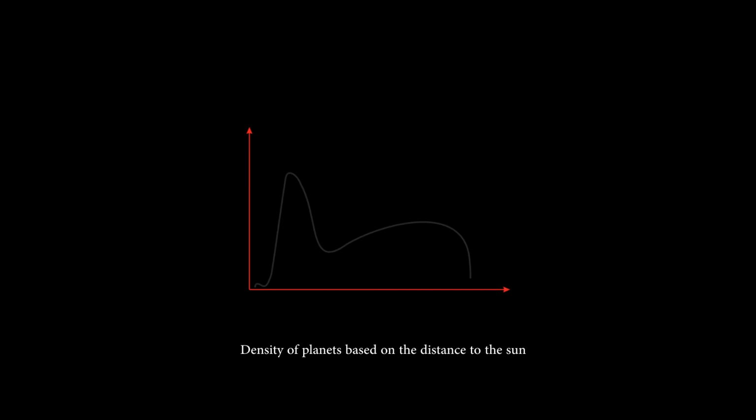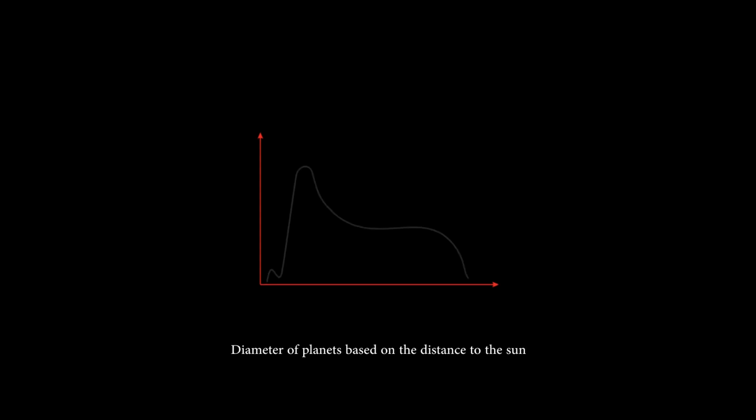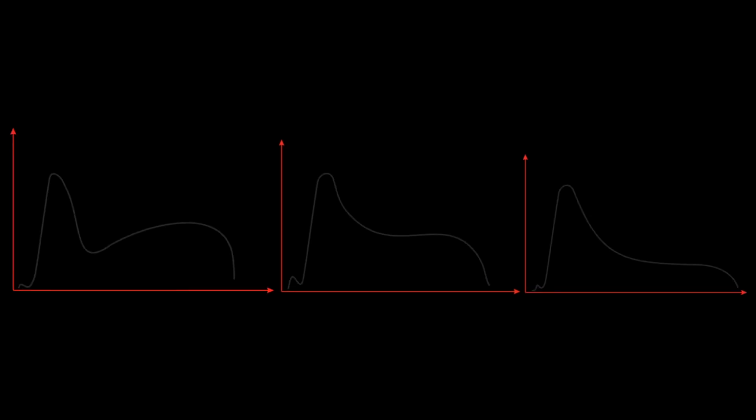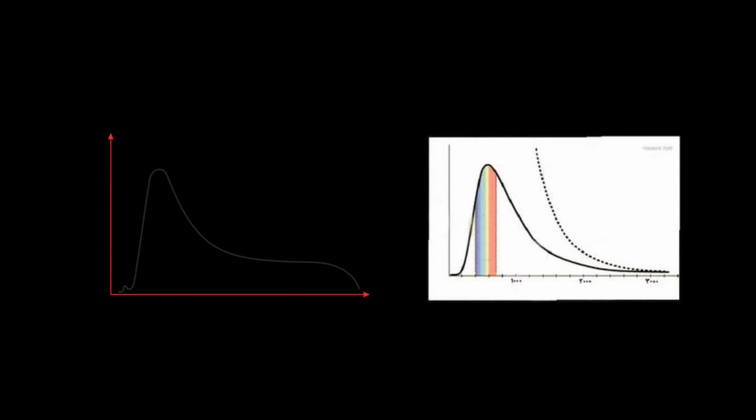Density of planets, diameter of planets, spin speed of planets. It is clear that the graphs are in harmony. It is important to know that the graph which shows the rotatory speed is almost the same as the graph that shows the radiation of the black substance in atomic physics, altogether proving there is a certain similarity between atom and the solar system.